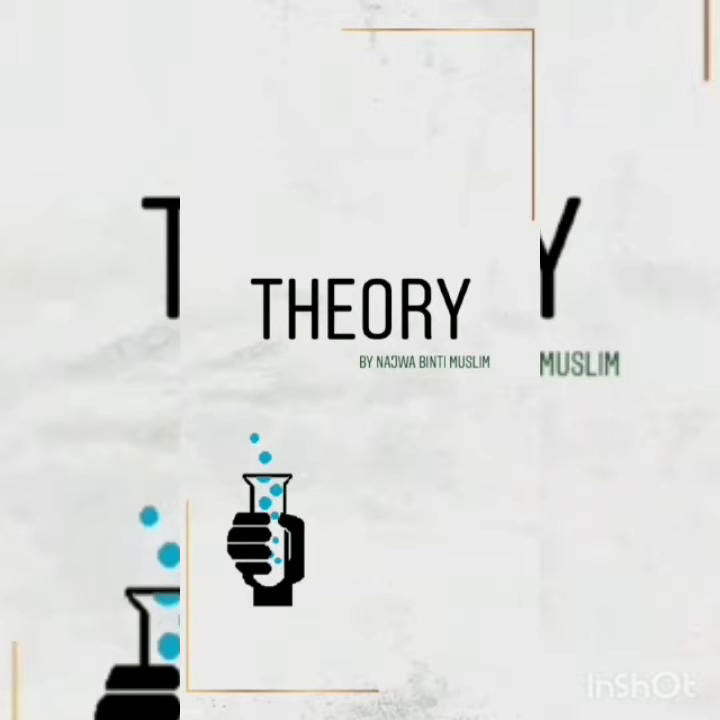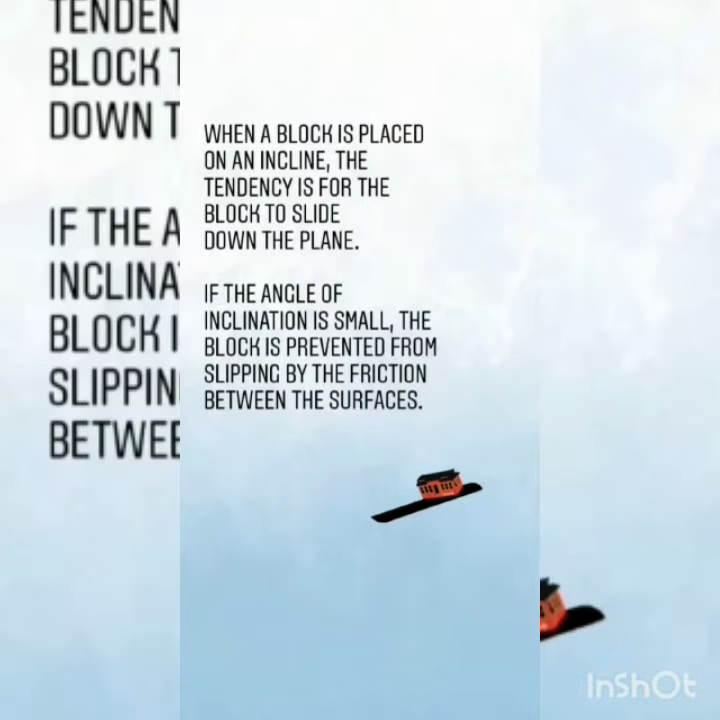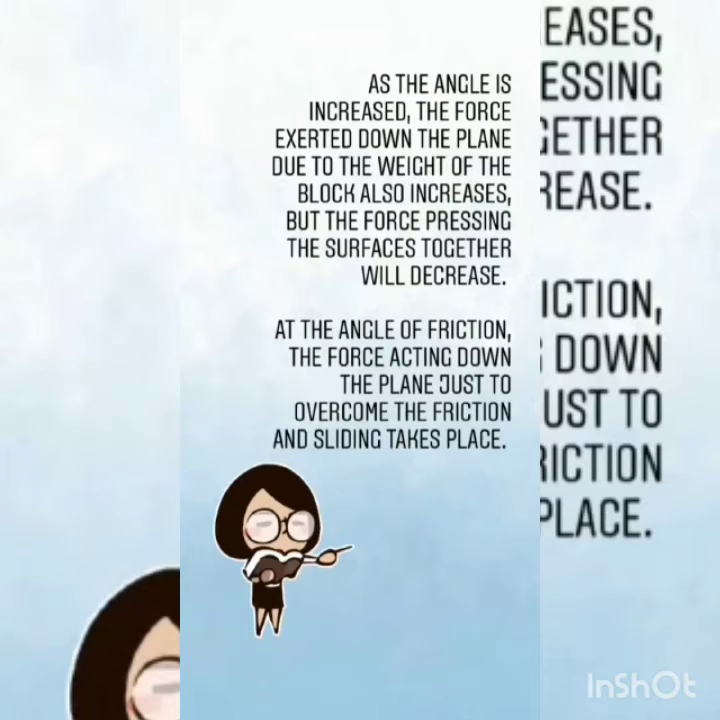I will explain the theory of this topic, which is the friction of an inclined plane. When a block is placed on an incline, the tendency is for the block to slide down the plane. If the angle of inclination is small, the block is prevented from slipping by the friction between the surfaces. As the angle is increased, the force exerted down the plane due to the weight of the block also increases. However, the force pressing the surfaces together will decrease.